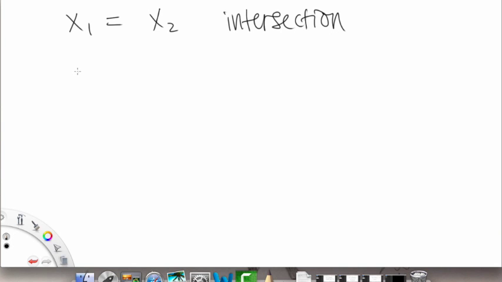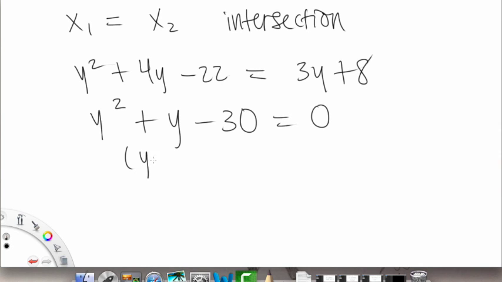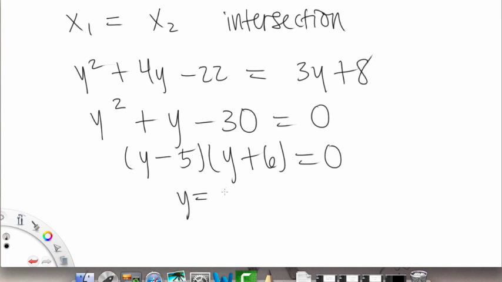So x sub 1 was equal to y squared plus 4y minus 22, and on the right side, we had 3y plus 8. When we solve for y, we get y squared, and if we subtract 3y from each side, we have plus y, and if we subtract that 8, we get minus 30, and this is equal to 0. So we can break that up into y minus 5 and y plus 6, to get that plus 1 in the middle. Therefore, y is equal to either negative 6 or 5.